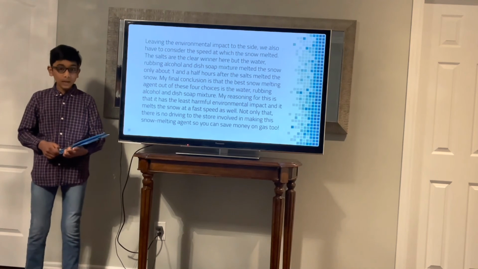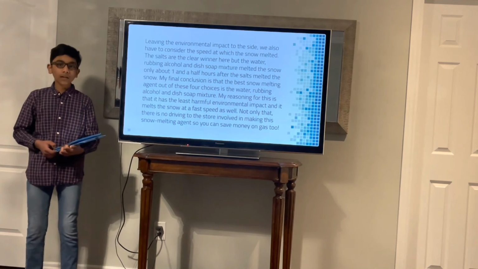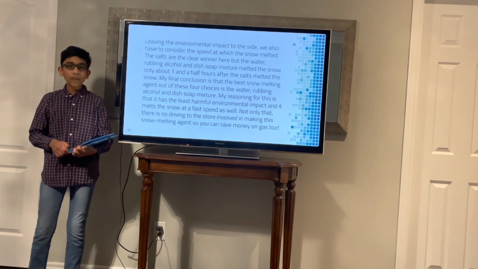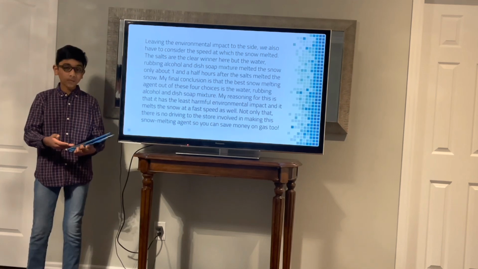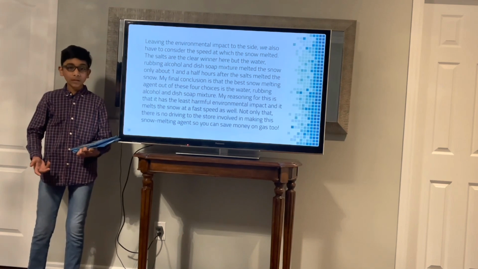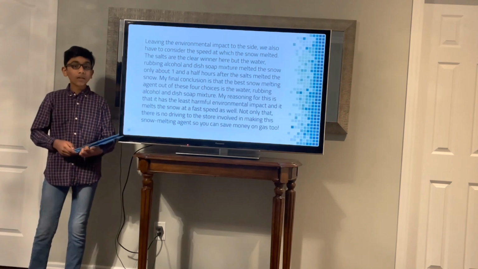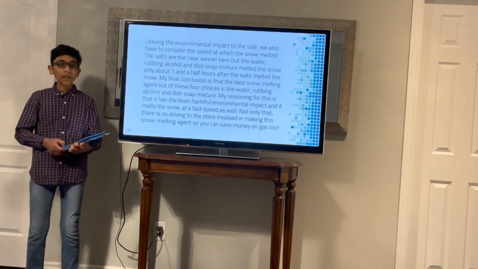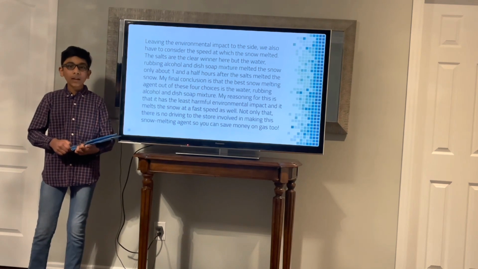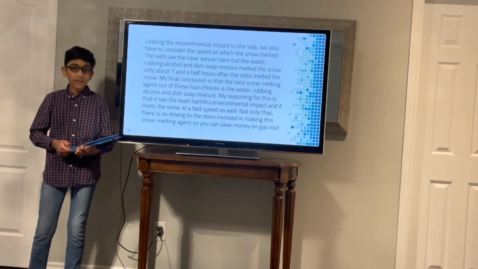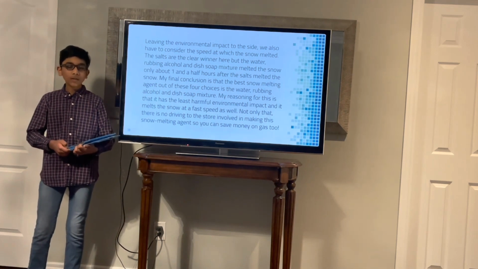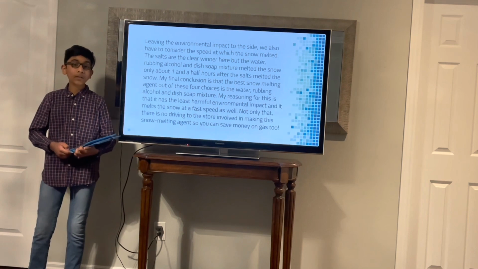Leaving the environmental impact to the side, let's count in the snow melting speed factor. Now, the salts did melt the snow the fastest, but it's not really worth it if you're going to have such a big environmental impact. The rubbing alcohol solution melted the snow the second fastest, meaning that it's definitely the pick, as it doesn't have a large environmental impact, and it melts snow faster than if you leave the snow on its own.